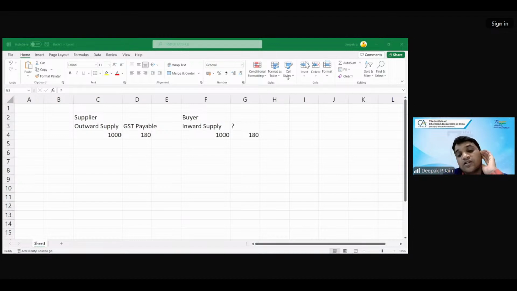GST component, correct. So GST component को क्या कहते हैं? Is that similar concept of value of supply? Yes, same concept. इसे कहते हैं आउटवर्ड सप्लाई फॉर द सप्लायर, और इनवर्ड सप्लाई और उसके ऊपर टैक्स को ही तो इनपुट टैक्स कहते हैं. This is called input tax credit. Now, when I supplied 1000 rupees, 180 was payable, so he's claimed the ITC.